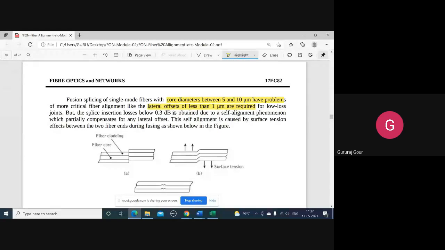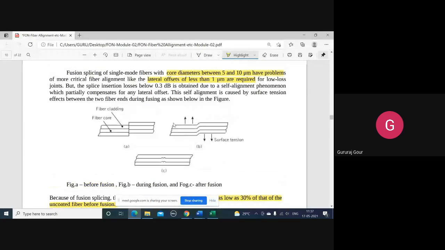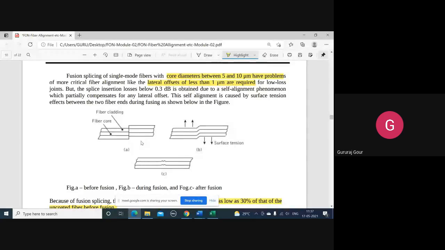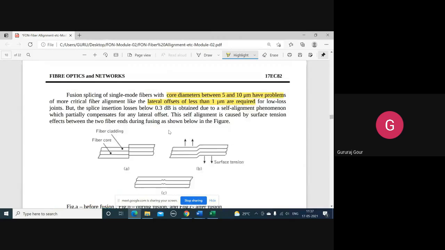Whereas single mode fibers, with a core diameter from 5 to 10 micrometers, have problems with lateral offsets. A lateral offset of less than 1 micrometer is actually required for low loss joints. You can see here for single mode fibers, the lateral offset is required to be up to 1 micrometer to have low loss. That in single mode is very important, guys.